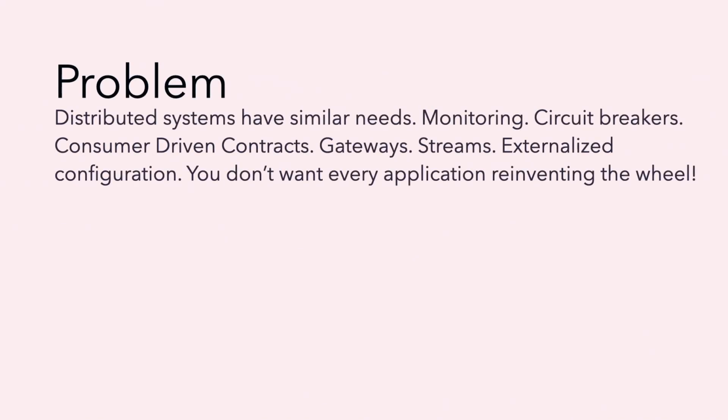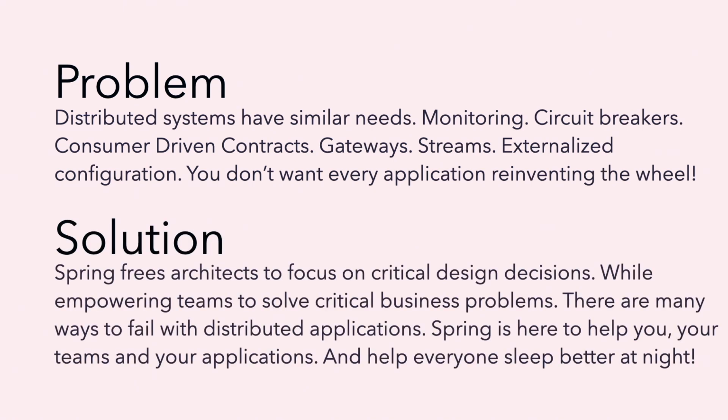So we already talked about observability in general, but as we move to the cloud and specifically things like microservices and distributed systems in general, we need similar things. We need monitoring, circuit breakers, consumer-driven contracts, gateways, streams, externalized configuration. The problem is you probably don't want every team reinventing the wheel, even like we talked about earlier with validation, right? Yeah, absolutely.